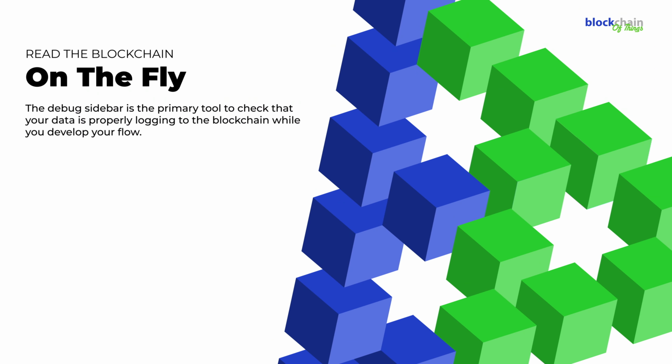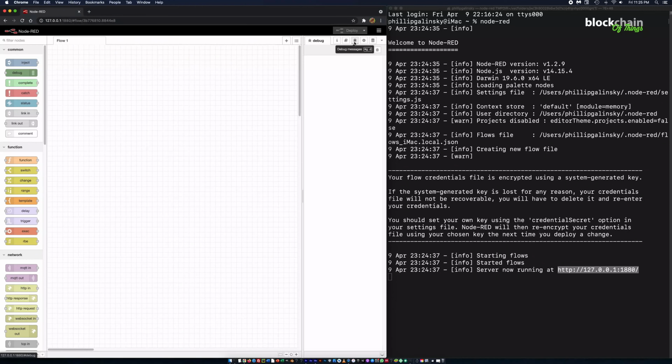The debug sidebar has many uses. For example, later in this tutorial series, we'll be using the debug sidebar to display the message ID produced by logging data to the blockchain. Let's see how the debug sidebar works.